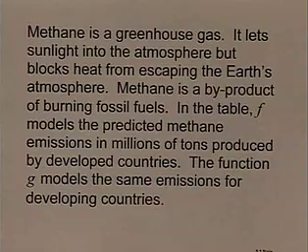Let's take a look at an application which uses a combination of functions. Methane is a greenhouse gas. It lets sunlight into the atmosphere, but blocks heat from escaping the Earth's atmosphere. Methane is a byproduct of burning fossil fuels. In the table, F models the predicted methane emissions in millions of tons produced by developed countries. The function G models the same emissions for developing countries.